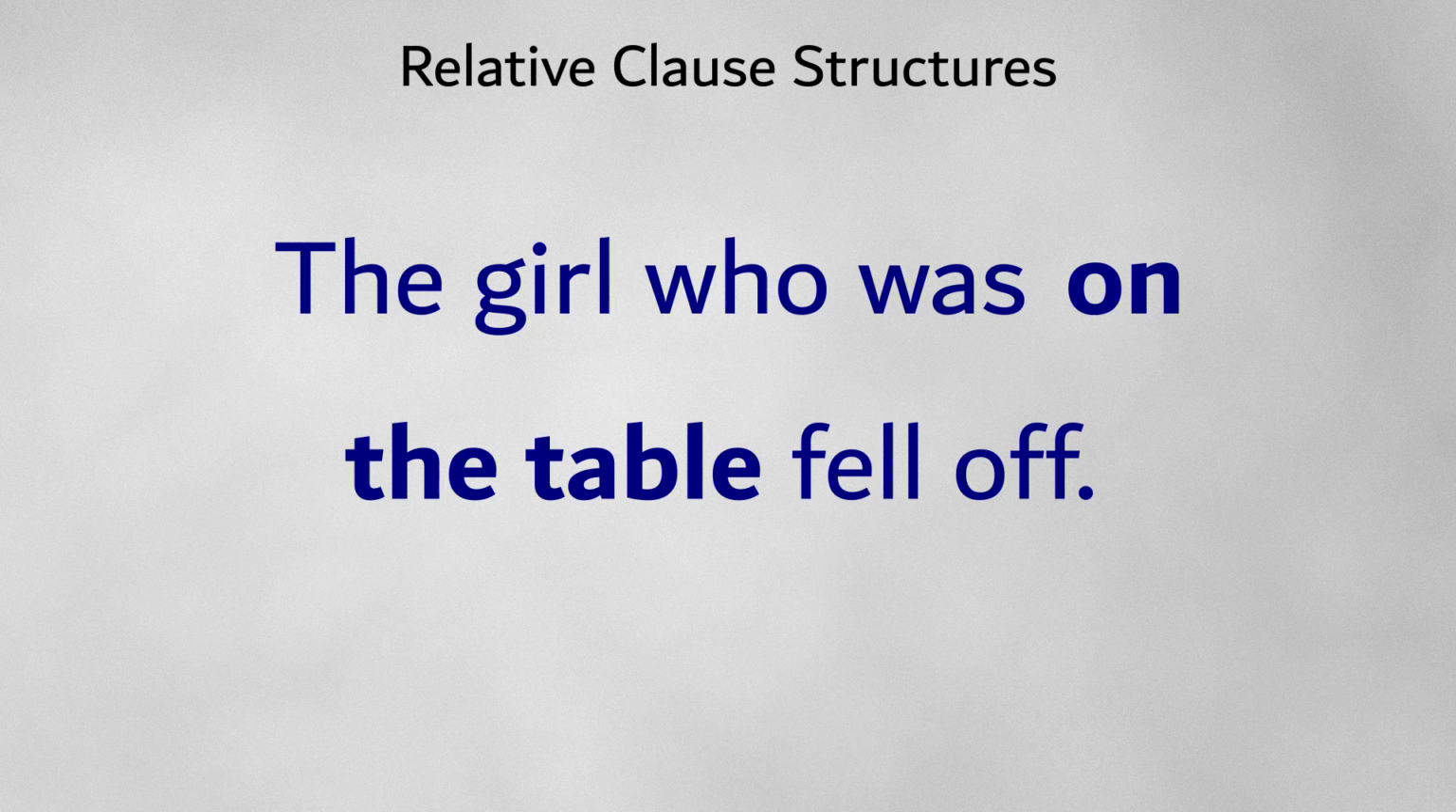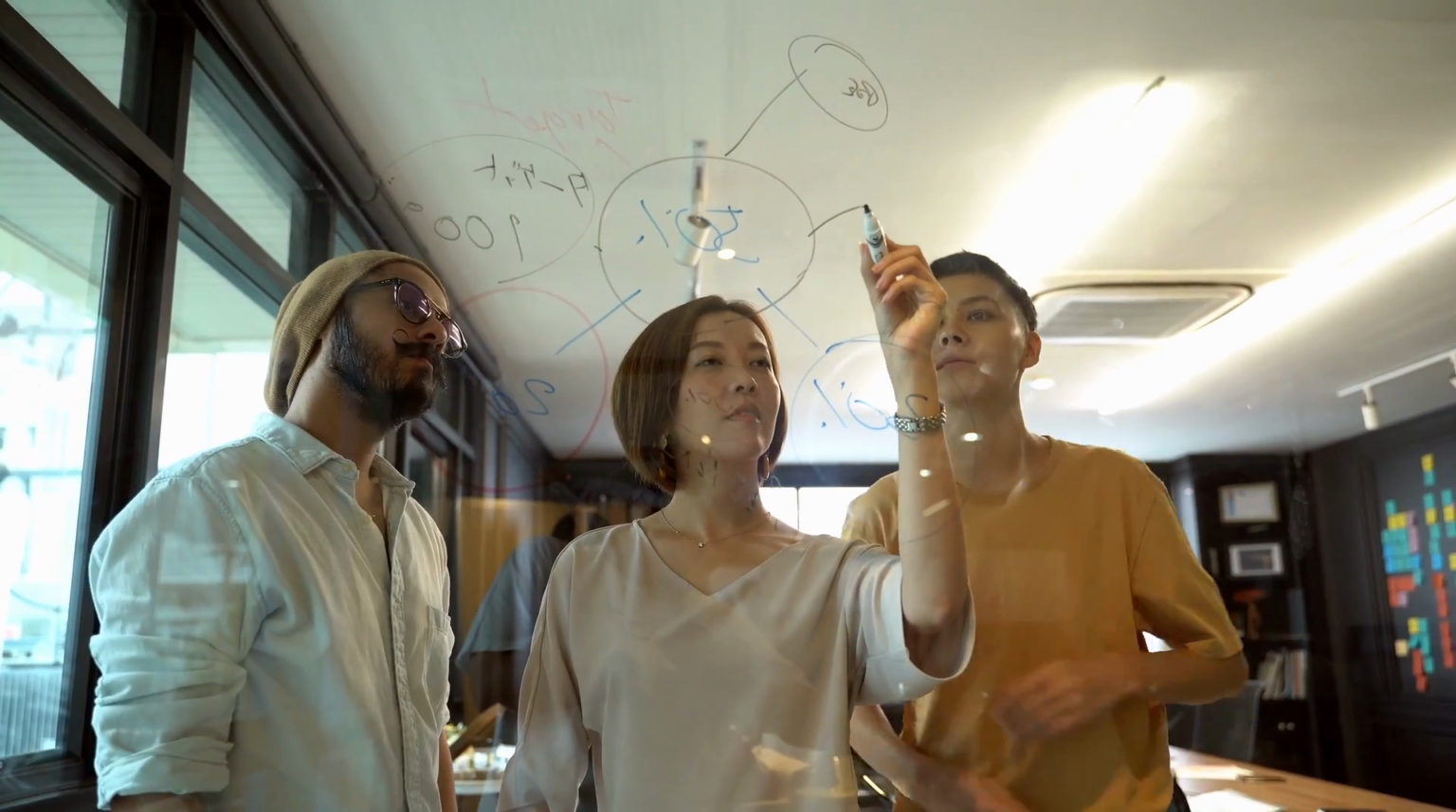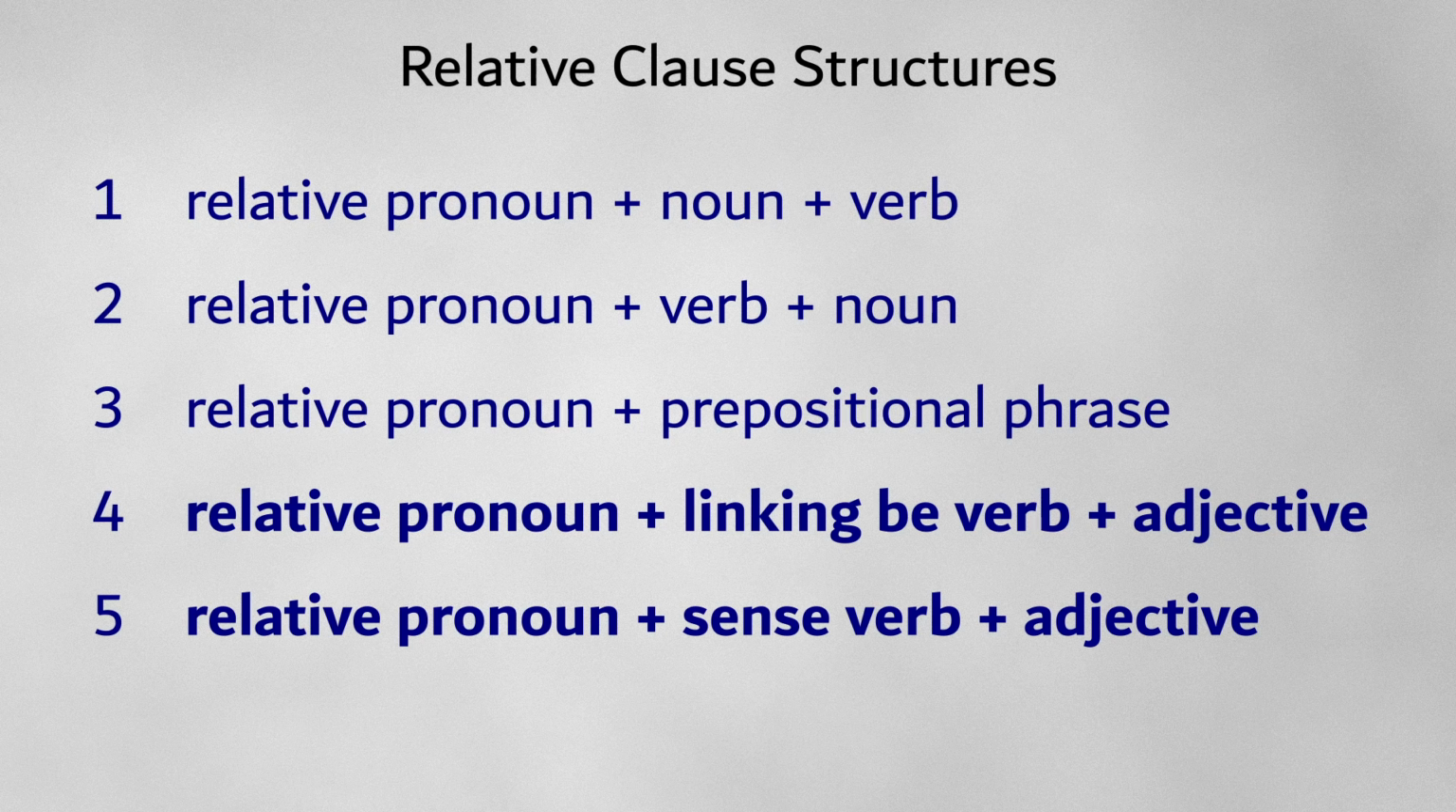And so after removing the relative pronoun and the be verb, we now have, the girl on the table fell off. Like I said, this isn't complicated. There are two other structures I should mention, which both involve adjectives.